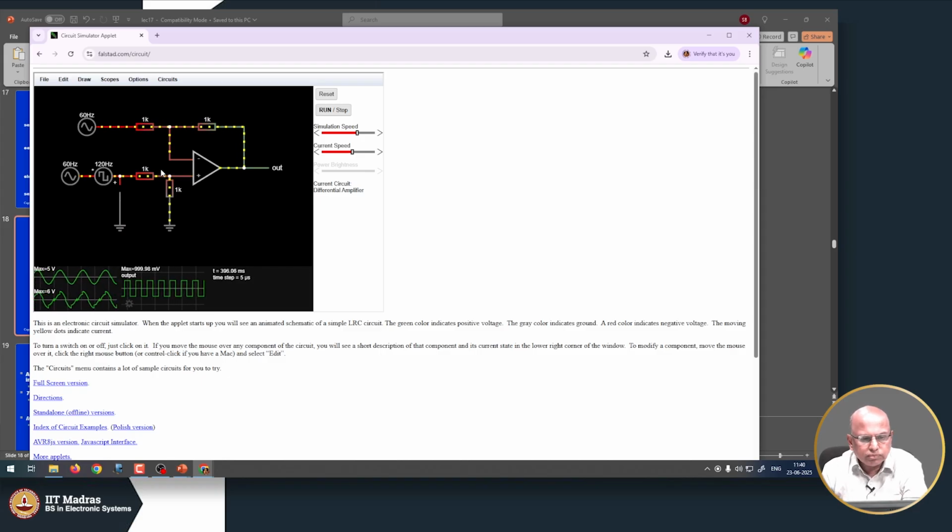Okay. So, all right. Unfortunately, this does not provide measurements of things like FFT and things like that. Okay. So, this is not used for measurement, so to say. You can look at the waveforms, but then you cannot do the FFT of these waveforms, etc. So, we will have to use a different tool for that.